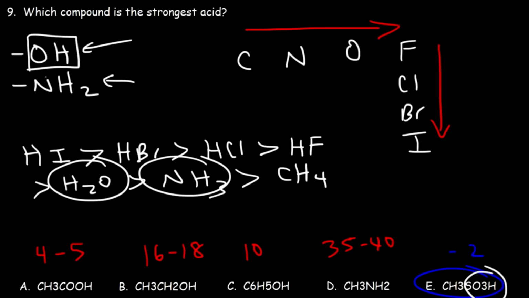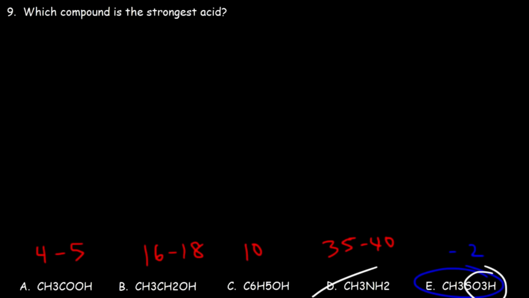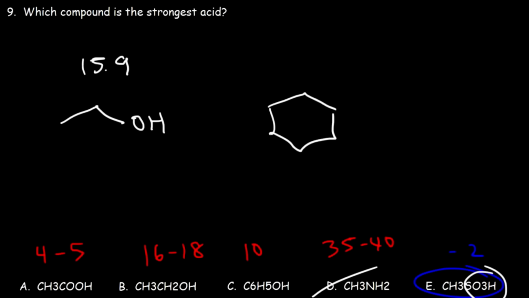So the OH group is more acidic than the NH group, which means that D cannot be the strongest acid. So that's how you can eliminate D without knowing the pKa values. Now let's look at B and C, because both of them contain an OH group. So ethanol has a pKa of 15.9, and phenol has a pKa of 10. And they both have an OH group attached to a carbon.